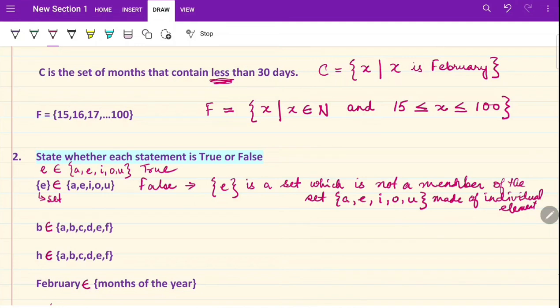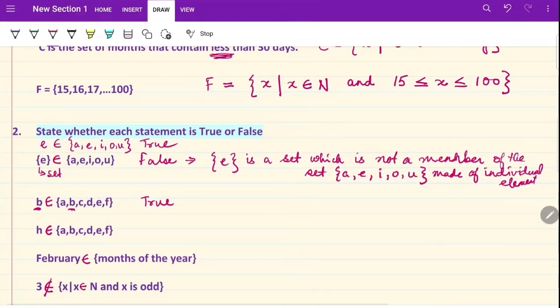All right. So we have to compare apples to apples. We cannot look at a set and determine that it belongs to a set containing individual elements. The next statement says B is a member of the set A, B, C, D, E, F. This is a correct statement because over here the B is without the braces. That makes it an individual element. And yes, there's a B within the set A, B, C, D, E, F. Therefore, this is a true statement.